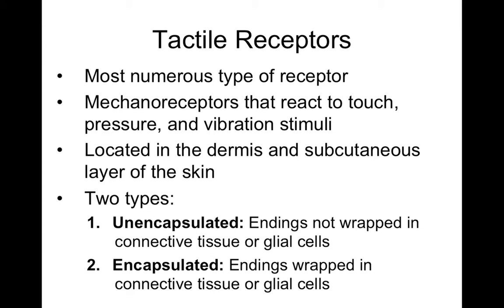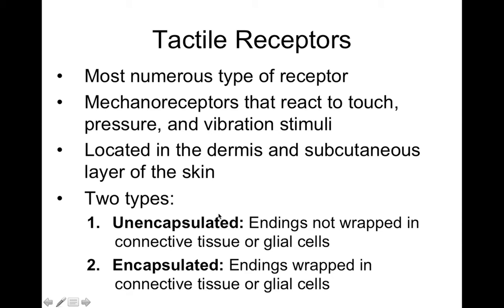Now, there's lots of tactile receptors in skin. In fact, these are some of the most numerous types of receptors. Now, we have mechanoreceptors, which are the tactile receptors, and these mechanoreceptors can respond to mechanical stimuli like touch, pressure, and vibration. Now, these receptors are located throughout skin, like in the dermis and subcutaneous tissue as well. And we've talked about these a little bit back in AMP1, but right now we'll go through some more detail on the two main types of tactile receptors.